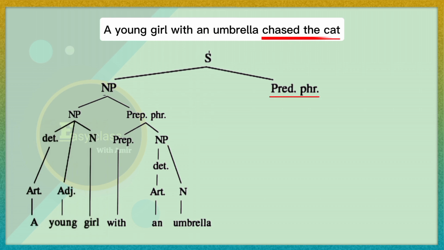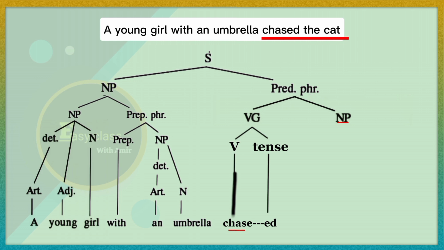And the predicate or verbal phrase, chased the cat, consists of a verb group, chased, and a noun phrase, the cat. The verb group, chased, contains the verb, chase, and the suffix, ed, representing the past tense. And finally, the noun phrase, the cat, consists of a determiner or article, the, and a noun, cat. Finally, we have completed the IC analysis of the sentence.